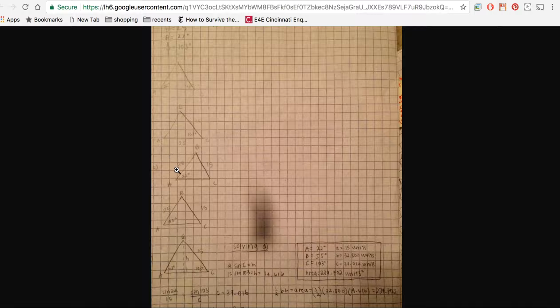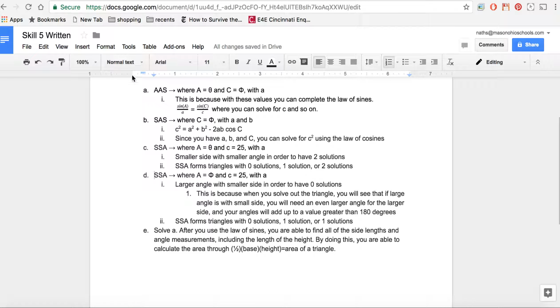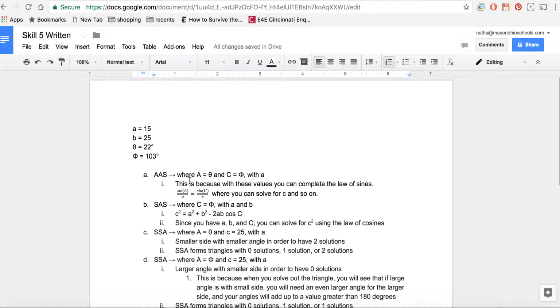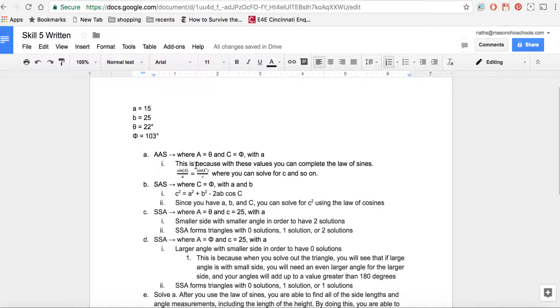And you can see that in my 2 triangles right here. Here's C, and here is D. I've also included the values of those more in depth in my written solution right here. And then as for E, I decided to solve out A.